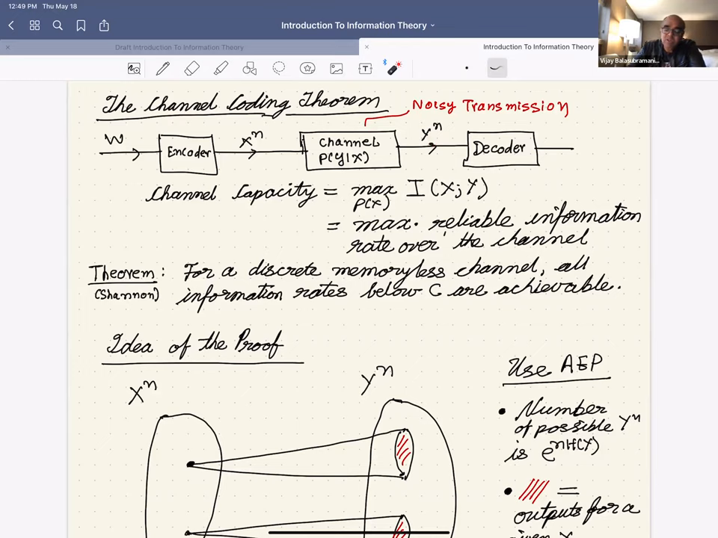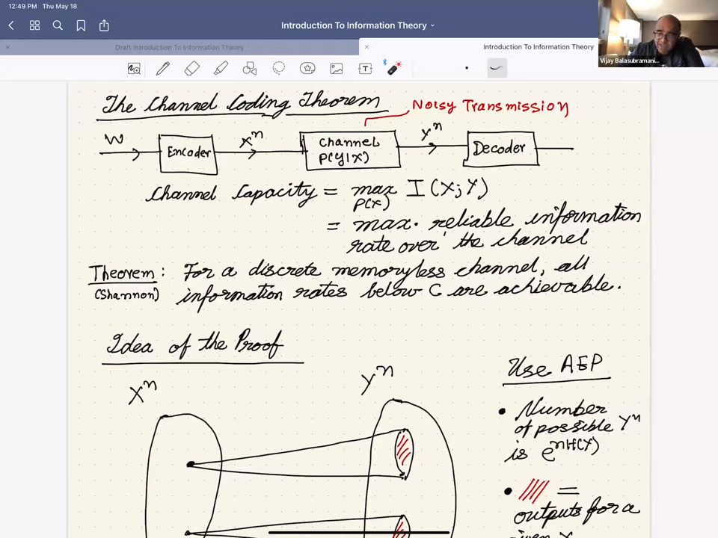That mutual information gets defined by two things: the characterization of the noise in the channel, and also partly by what distribution you put on X. The encoder is supposed to produce some distribution over X, and then that gets transmitted through to a distribution over Y. We're going to see that this quantity, the channel capacity, is the maximum reliable information rate, the maximum error-free information rate over the channel. This is the central theorem of information theory. This is why Shannon worked on information theory.